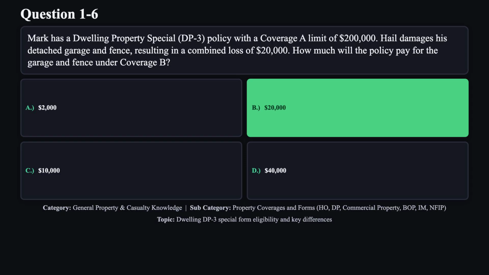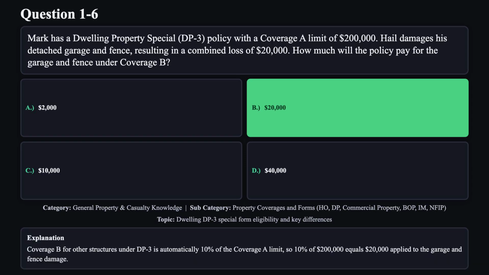The correct answer is B. Coverage B for other structures under DP3 is automatically 10% of the coverage A limit, so 10% of $200,000 equals $20,000 applied to the garage and fence damage.